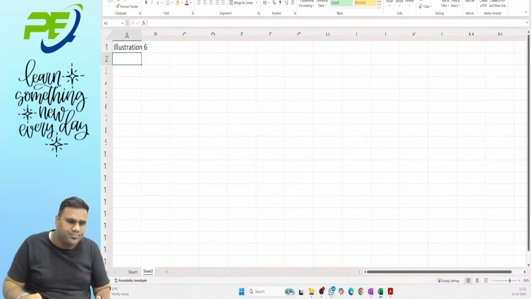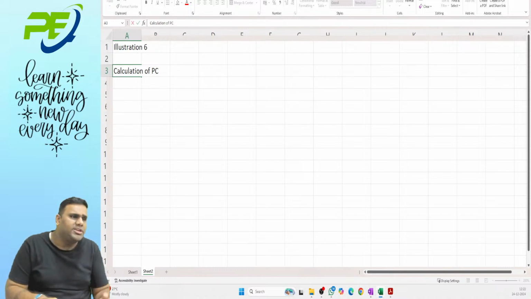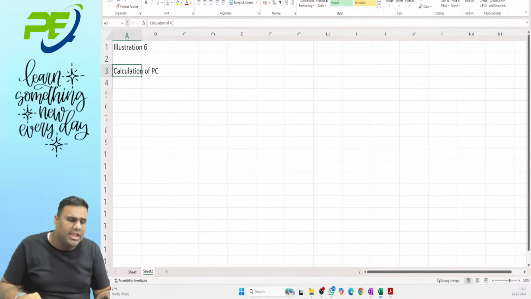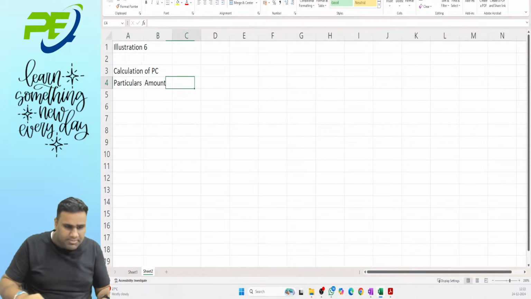Illustration 6. As usual, the first step will be calculation of purchase consideration. I am writing all the short form because of space constraint. You have to write in full. Calculation of purchase consideration, particulars and amount.